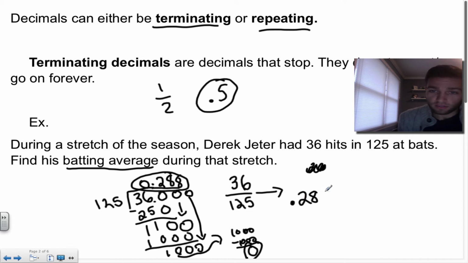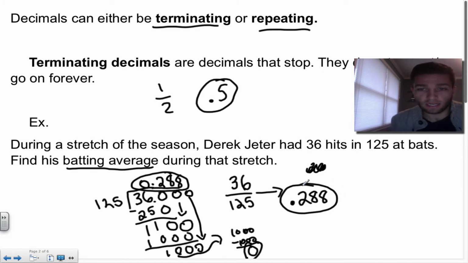And if we're going to answer the question, Derek Jeter's batting average during that stretch of the season was .288. He was batting .288. But the point of the problem was not batting average. It was to show how to do a little long division and to show what a terminating decimal is.